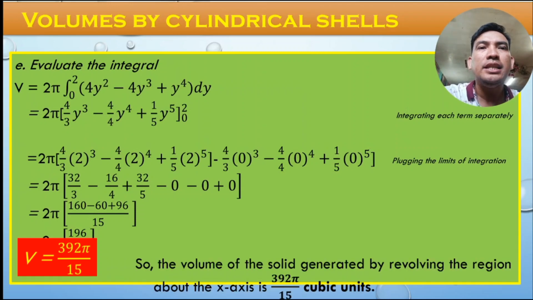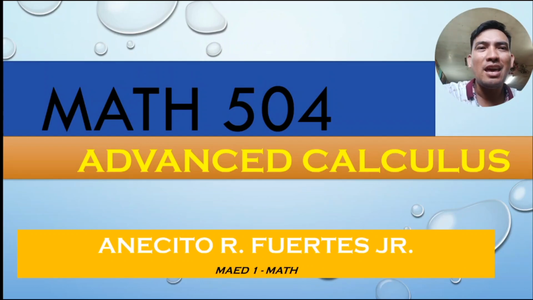So again, the volume of the solid generated by revolving the region about the x-axis is 392 pi over 15 cubic units. Okay, so I think that would be all.